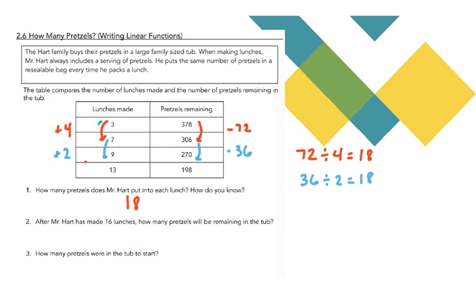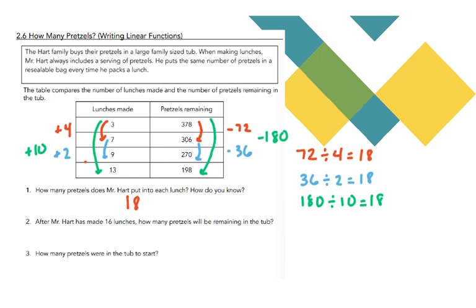In fact, what if I went from 3 to 13? That is an increase of 10 lunches made. And what happened here? Well, we went from 378 to 198, so we used 180 pretzels. 180 pretzels divided by those 10 lunches, again, gives me 18. So that's the beautiful thing about linear equations: no matter what 2 situations you decide to compare, you are always going to get this same rate of change.